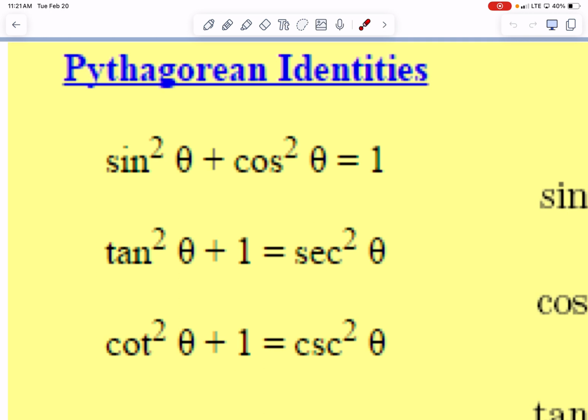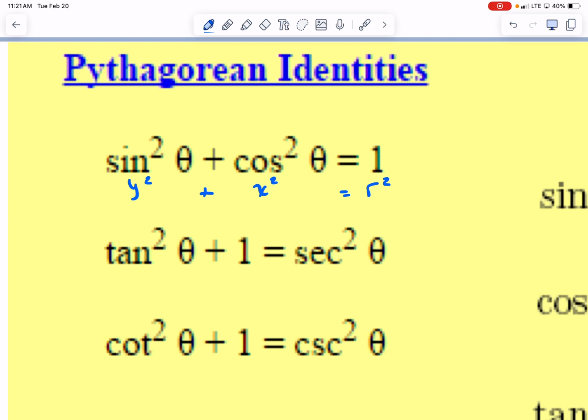Now, I could go through and try to derive each one of these, but I really don't feel like it. But what do these look like they come from? The Pythagorean theorem, right? Because if we were on the unit circle, sine is my y value, cosine is my x value, and they equal the radius, which is 1 on the unit circle.